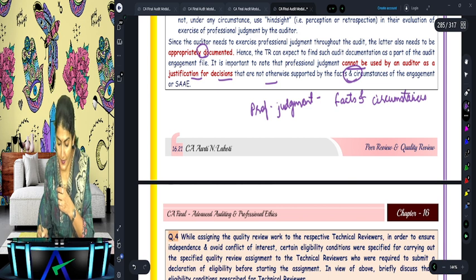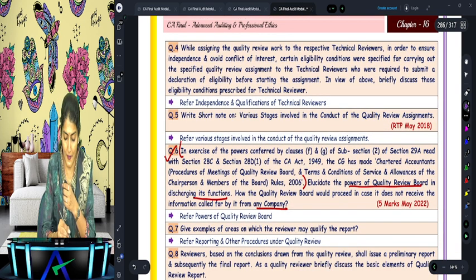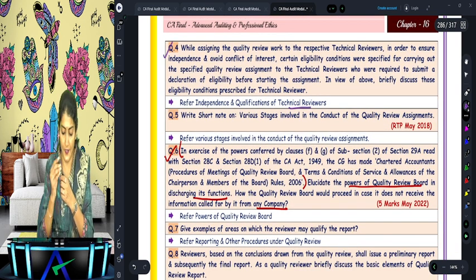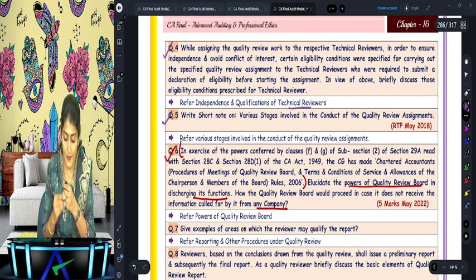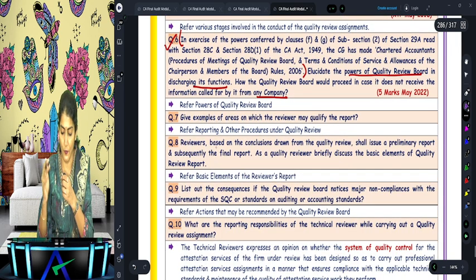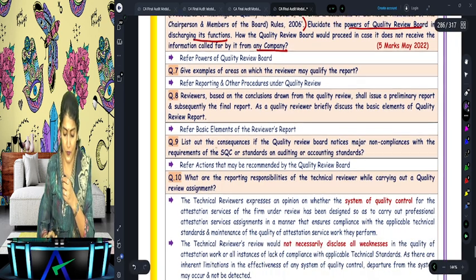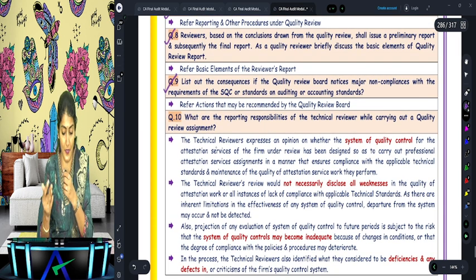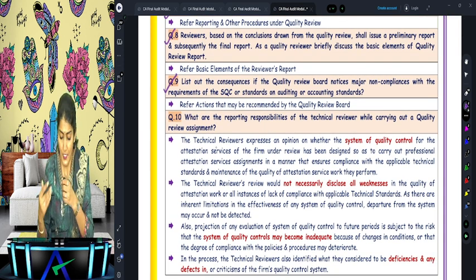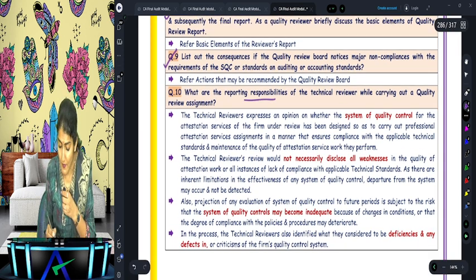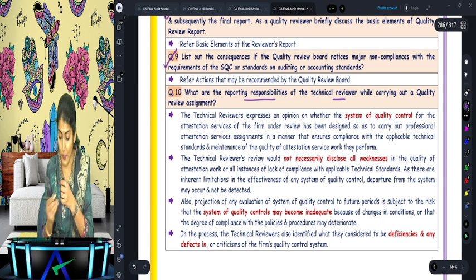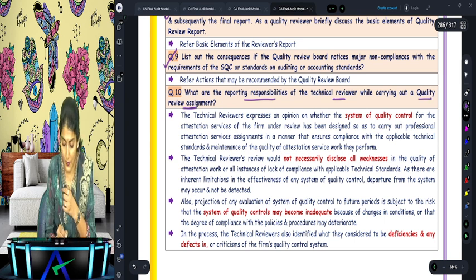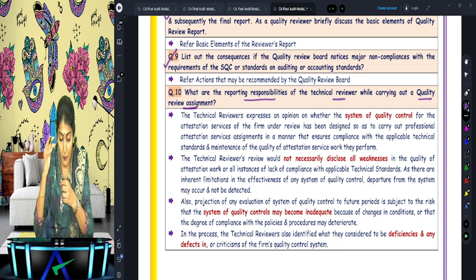Okay, right. Then after that, next question, the independence and qualifications of the technical reviewer. Then the various stages involved in the conduct of the quality review assignment. Then the powers of the QRB, the reporting and other procedures, basic elements of the review report, then the actions that may be recommended. So these are direct questions from the chapter. And then, what are the reporting responsibilities of the technical reviewer while carrying out the quality review assignment? Right, so what are the reporting responsibilities?